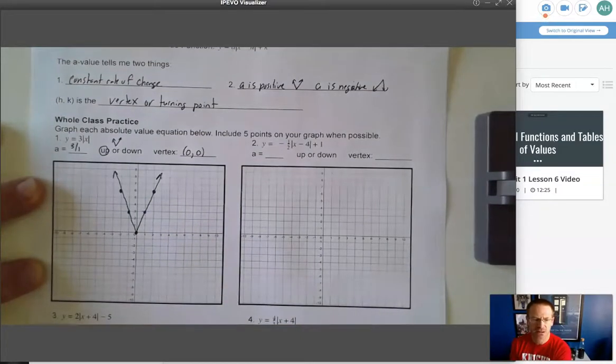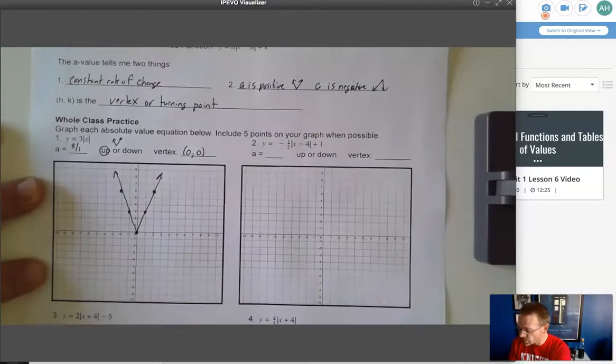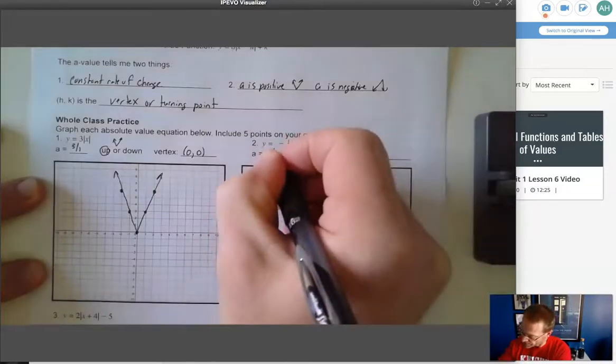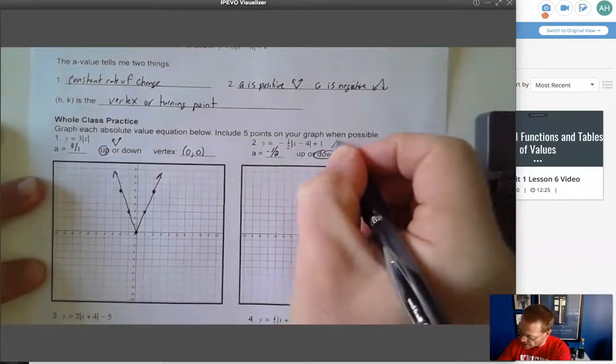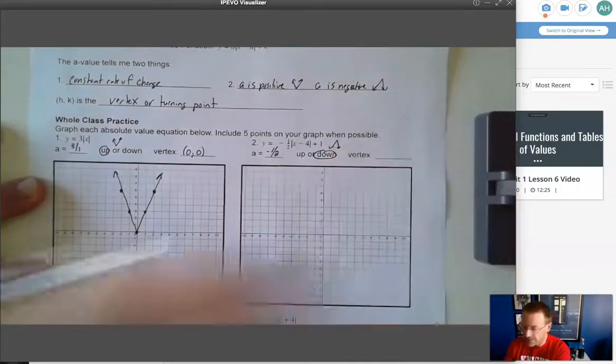So we can see a lot of that stuff that we talked about from our table of values showing up in the graph as well. All right, so let's look at number 2 here. The a value is negative 1/2, which means it's going to open down. So now I'm going to have this guy like that.